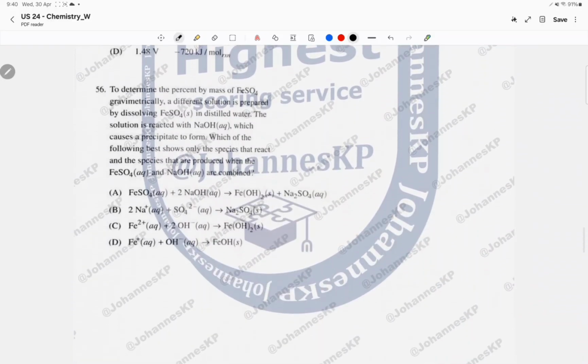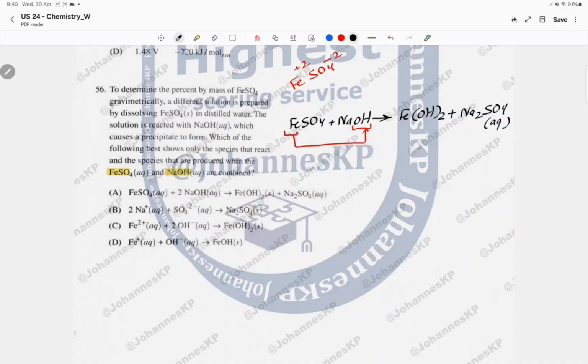56. We're essentially reacting FeSO4 with NaOH. We're going to have what we call a double displacement reaction. So the Fe will go with the OH. Fe has a charge of +2. How do I know? Because in FeSO4, SO4 has a charge of -2. That means Fe has to have a charge of +2 for them to cancel out. So I'm going to have Fe(OH)2 plus Na2SO4. Now Na2SO4 is going to be aqueous because according to solubility rules, alkali metals will make things aqueous. This has to be the solid.